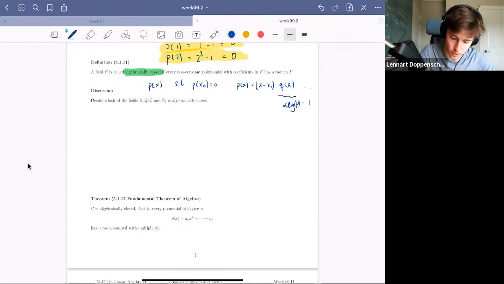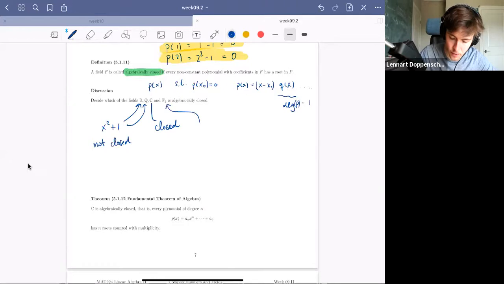Yes, C is algebraically closed. R is definitely not, because we have the polynomial x squared plus 1, which doesn't have any roots. And if you look at x squared plus 2, that's a polynomial with coefficients in the field Q as well. So for the same reason, Q and R are not closed.